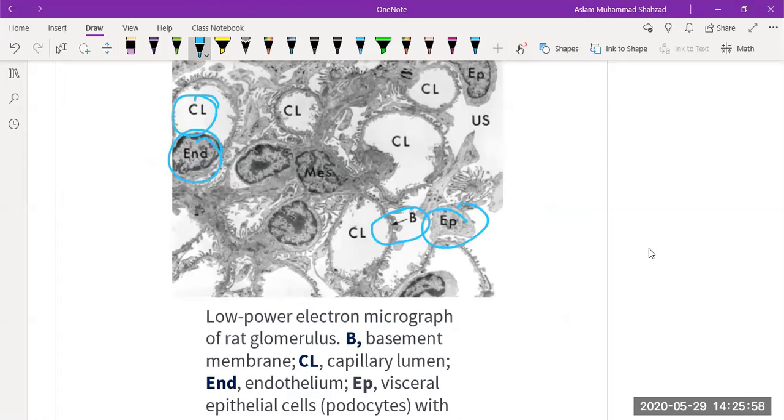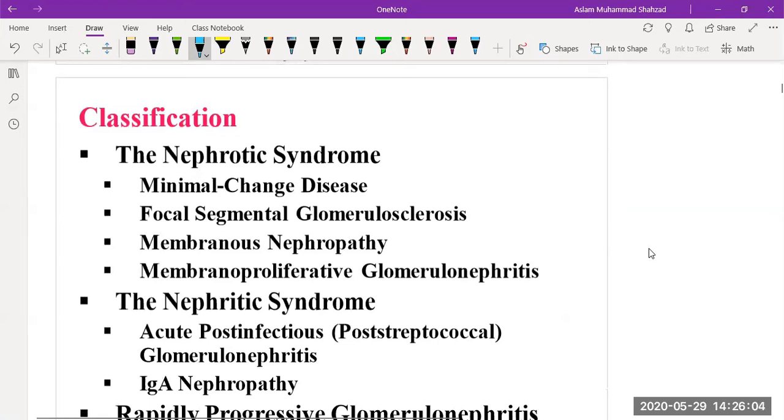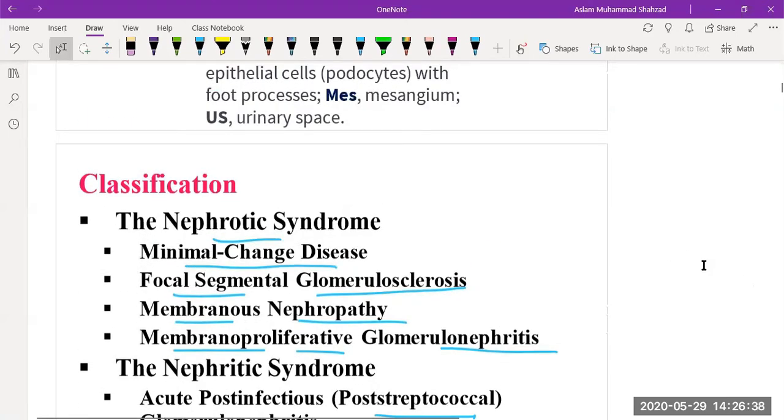This architecture will be disturbed in different diseases in this classification. There are nephrotic syndromes that consist of minimal change disease, focal segmental glomerulosclerosis, membranous nephropathy, or membranoproliferative glomerulonephritis. Or we have nephritic syndrome that consists of post-streptococcal infection, glomerulonephropathies or IgA nephropathies. Then we have rapidly progressive glomerulonephritis, and last is tubulointerstitial nephritis. We will discuss each of them in upcoming lectures, but today we are going to discuss the nephrotic syndromes.